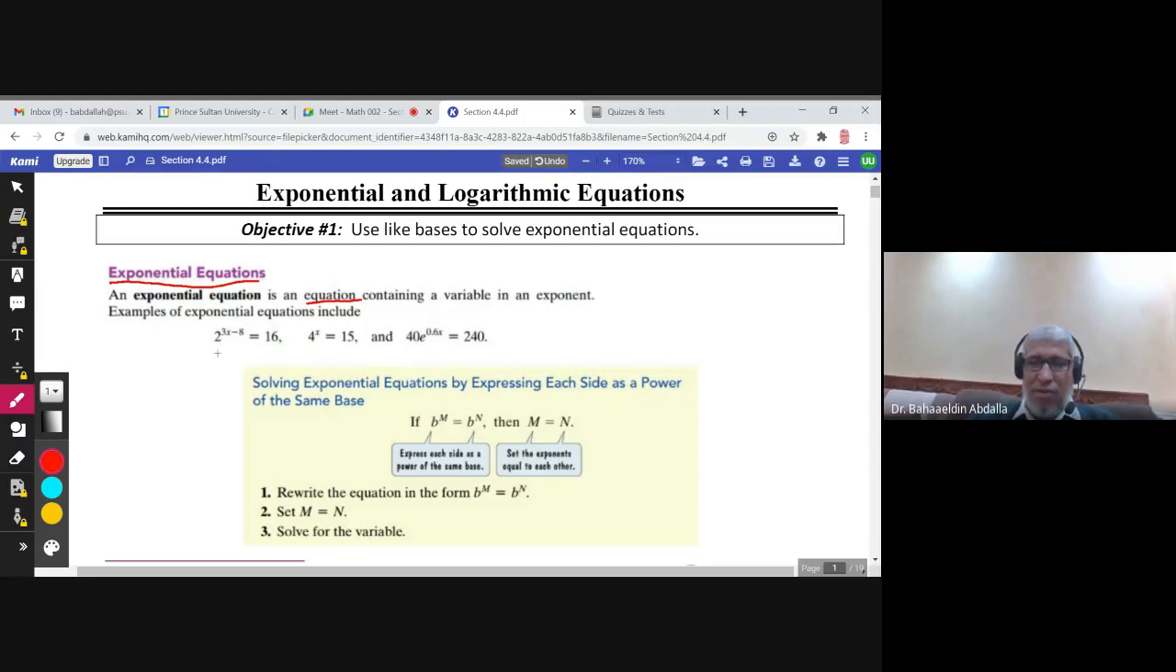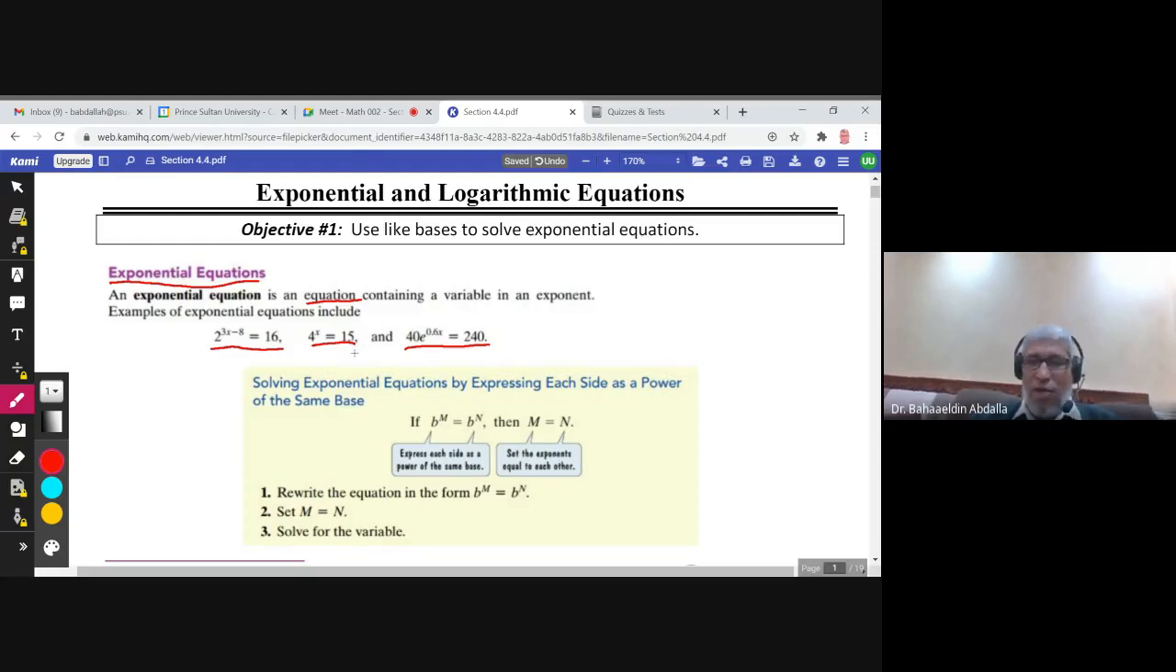So for example, 2 to the power 3x minus 8 equals 16. This is exponential equation because there is x in the power. 4 to the power x equals 15. 40e to the power 0.6x equals 240. All of these are exponential equations because x is in the power.